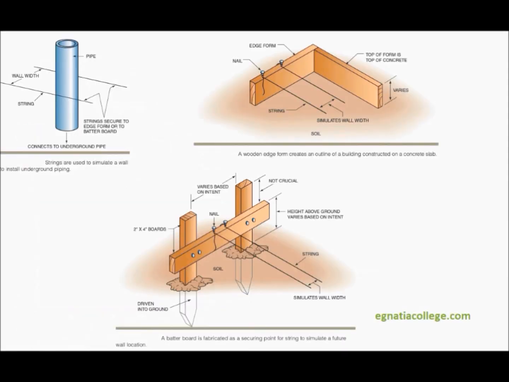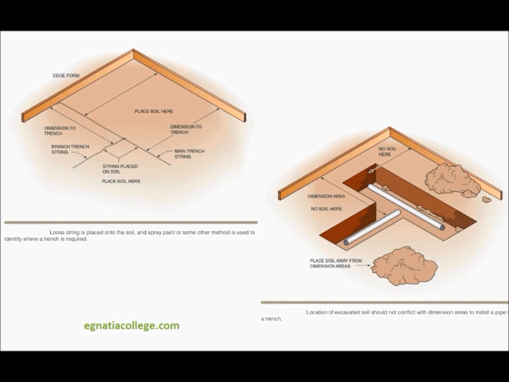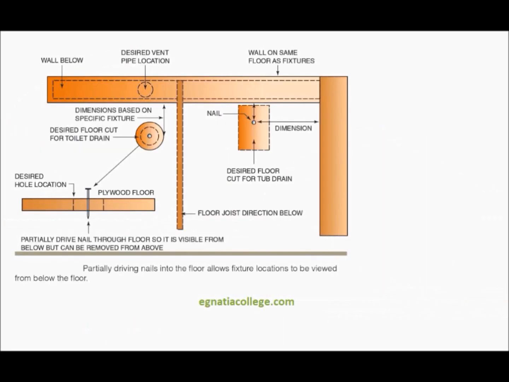Strings are used to simulate a wall to install underground piping. The pipe route should include the main trench and all branch trenches for connecting branch pipes to the main pipe. After the layout is complete, the excavation process can begin. If the process takes several days, perhaps because of inclement weather, the lines may have to be drawn again.